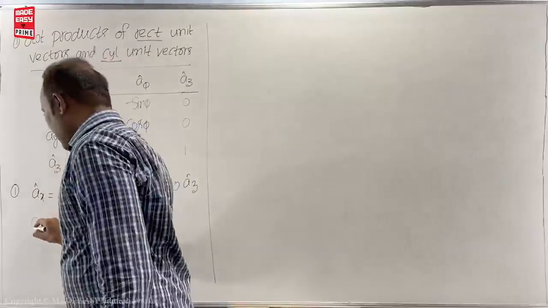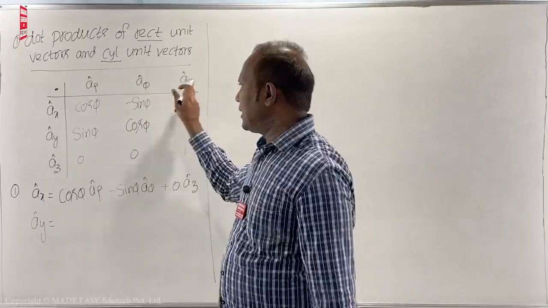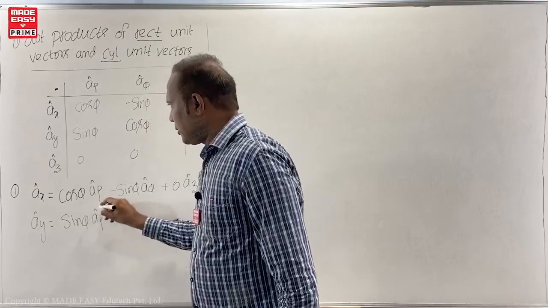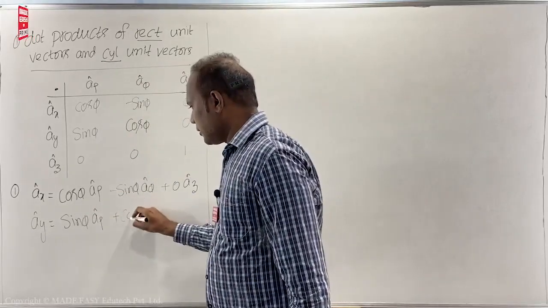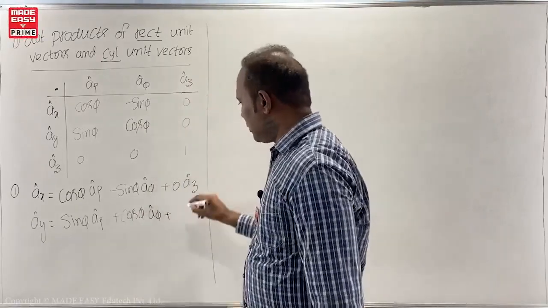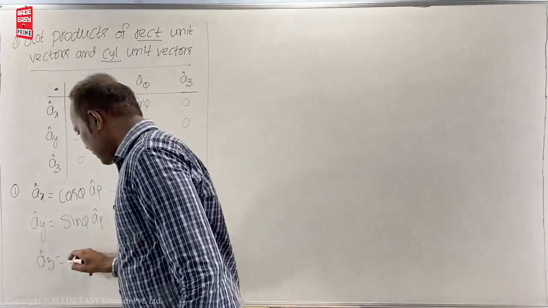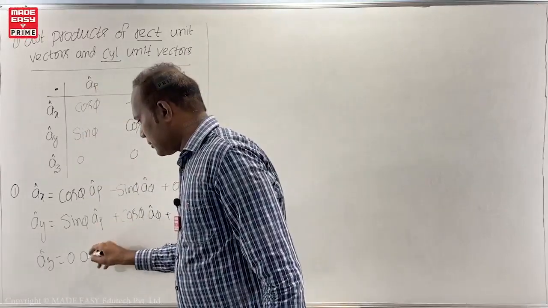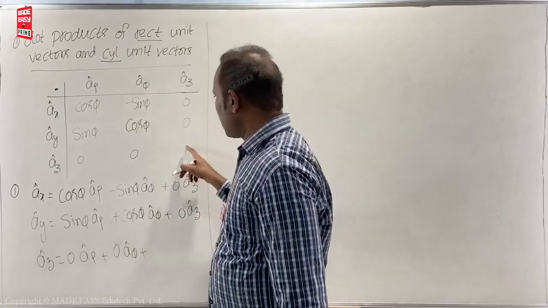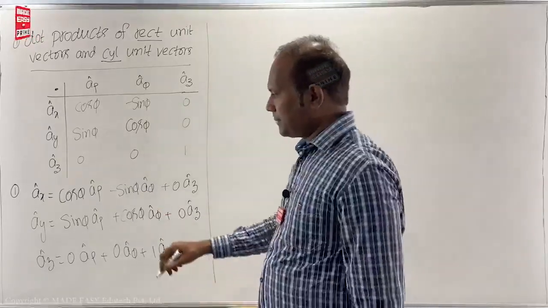So this one, second one, ay equation. If anybody asks what is the ay equation in terms of rho phi z, then sin phi into a rho. So this is sin phi into a rho, then this into this, so cos phi into a phi plus 0 into az. Then what is the az cap equation? The answer is 0 into a rho, that is 0, then 0 into a phi, that is 0, plus 1 into az, so 1 az.